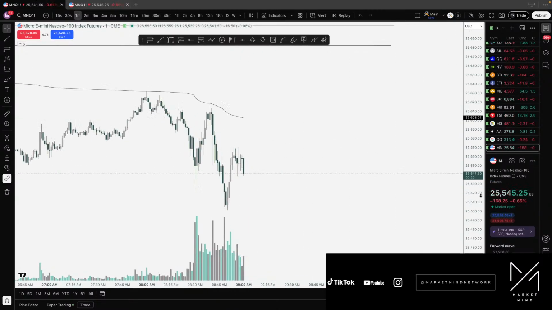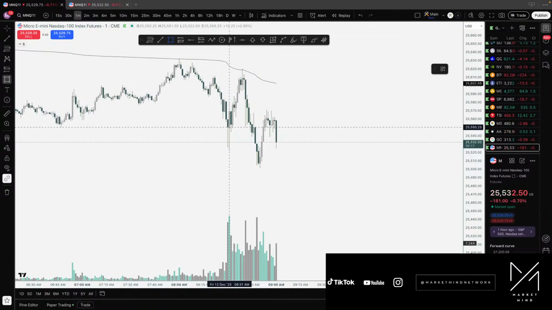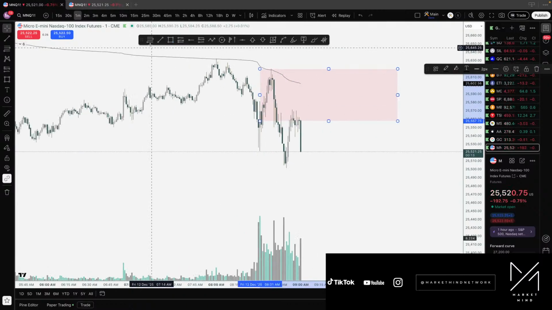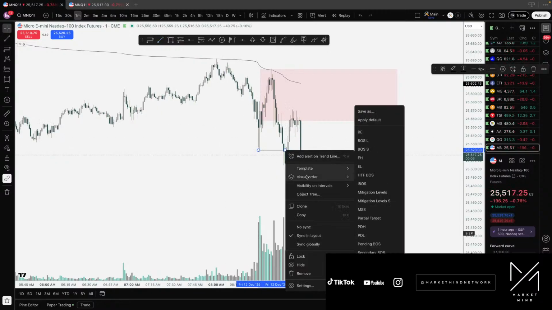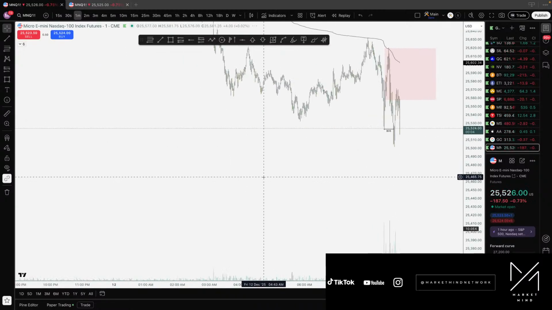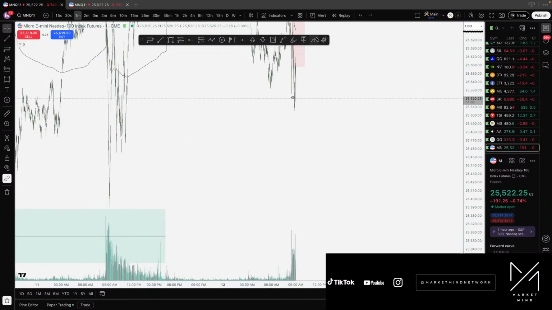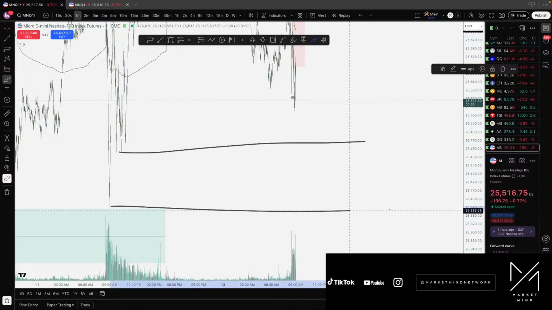Okay, see, it's tapping into that supply. Look at that, boom. This whole supply, like I said, was a breaker structure. Remember, this is a breaker structure. Boom, look at that. What did I say? Where was my area? Right here, these guys. This is my first line of target, and this is my second target.